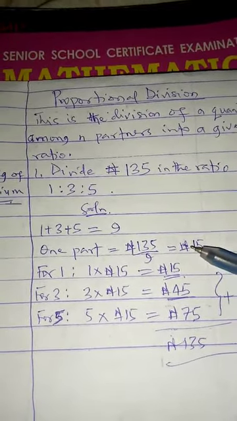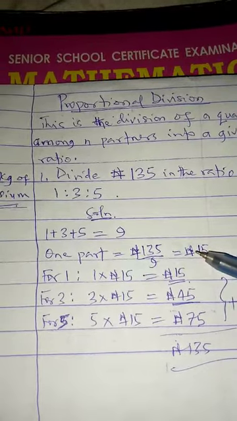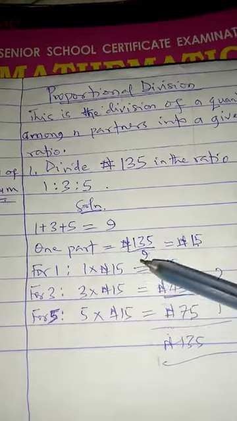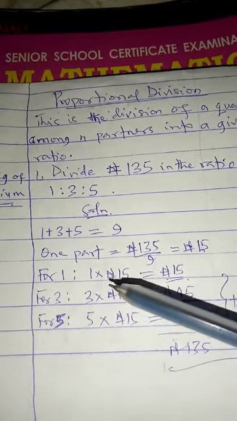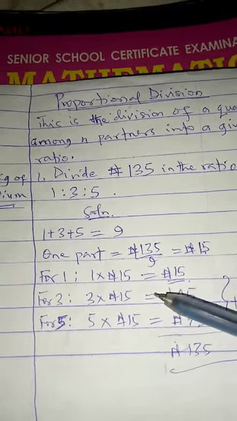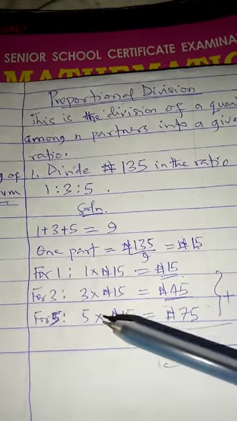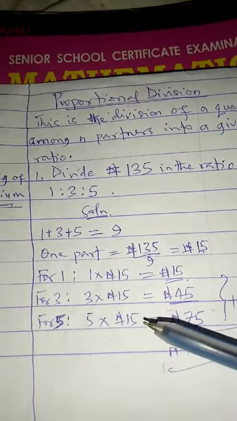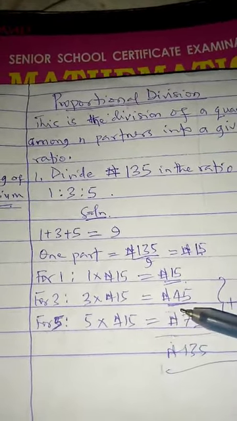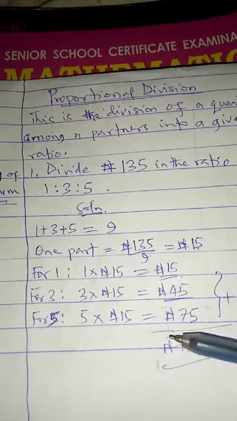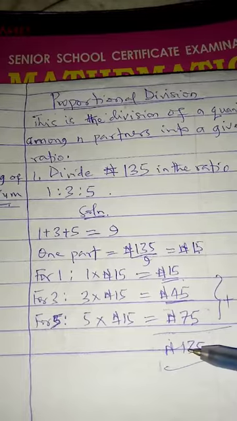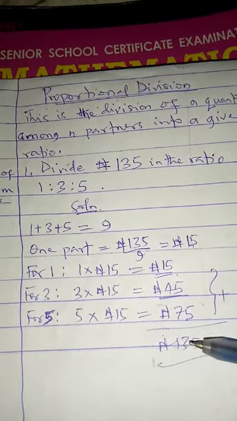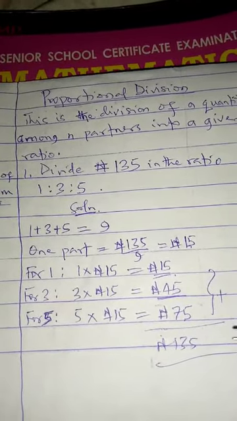Then get what each ratio gets. For 1, you have 1 times 15 naira, which is 15 naira. For 3, you have 3 times 15 naira, which is 45 naira. For 5, you have 5 times 15 naira, which is 75 naira. If you add these three amounts, it will give you the total, which is 135, to confirm the work. And this is what you call proportional division.